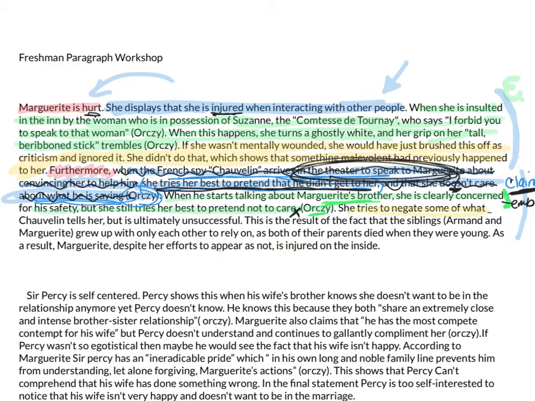She tries to negate, nice word. She tries to negate some of what Chauvelin tells her, but is ultimately unsuccessful. This is a result of the fact that the siblings, Armand and Marguerite, grew up with only each other to rely on as both of their parents died when they were young. Again, I will tell you that this has two different sections that are kind of pushed together. What two parts of a paragraph are put in there? As a reminder, what are the parts of a paragraph?